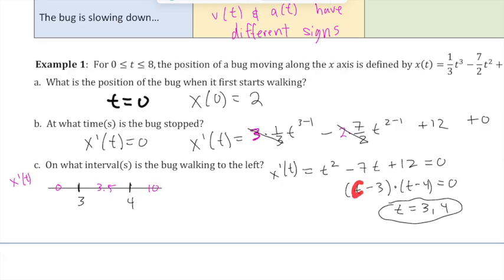Okay, so if I plug in 0 here and here, I'm going to get 2 negatives, which makes a positive. If I substitute 3.5 into here, I'm going to get a positive number. And if I plug in 3.5 here, I get a negative, and that equals a negative. And then if I plug in a 10, I'm going to get 7, which is positive, times 6. So those are 2 positives, and I get a positive. So the bug is moving left between 3 and 4 seconds.